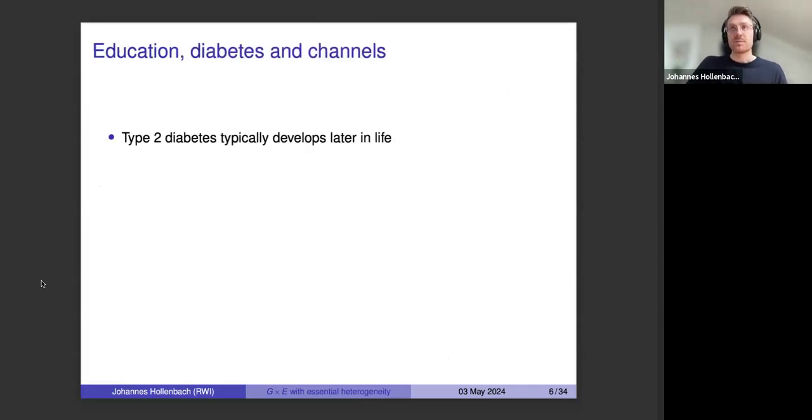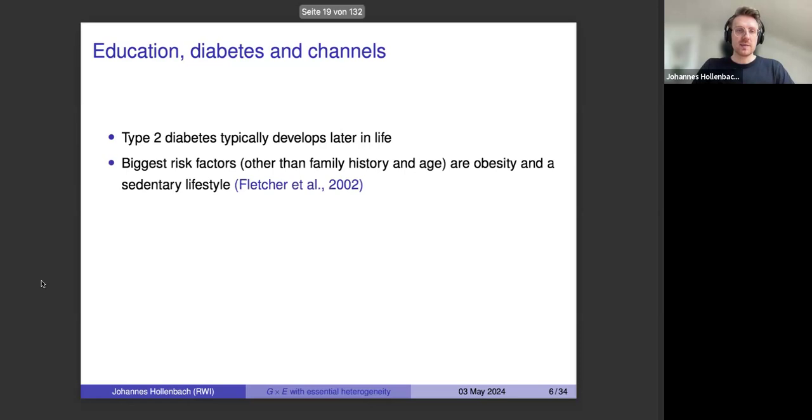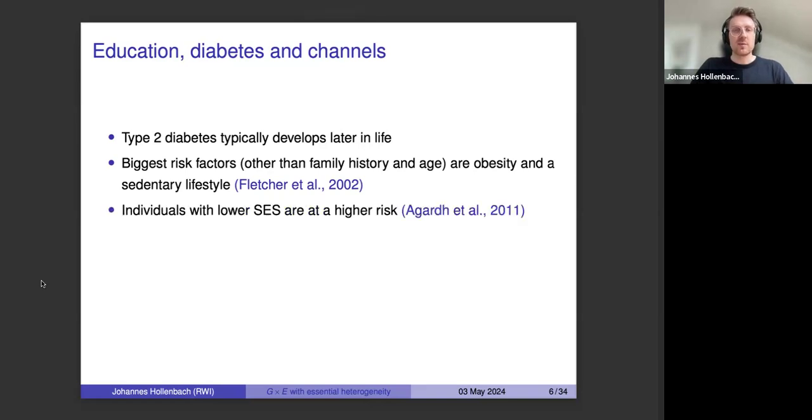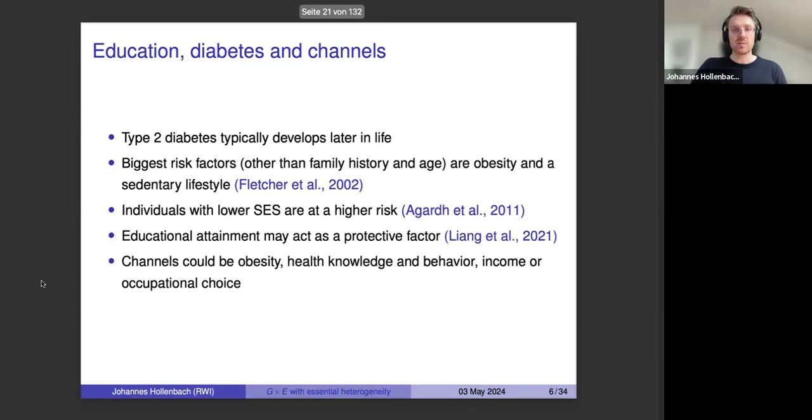A little bit about how education and diabetes are related. As you may be aware, type 2 diabetes, which we're looking at, typically develops later in life. Its biggest risk factors, other than your family history, your heritage, and your age, are obesity and a sedentary lifestyle. That being said, literature has found that individuals with lower socioeconomic status are at a higher risk of developing type 2 diabetes, and education may be able to act as a protective factor against type 2 diabetes.